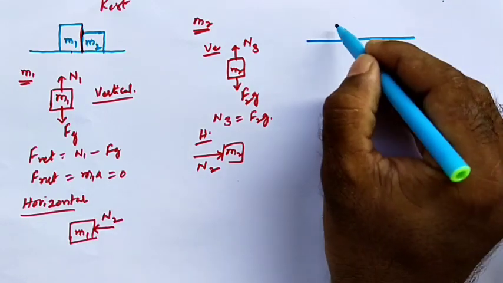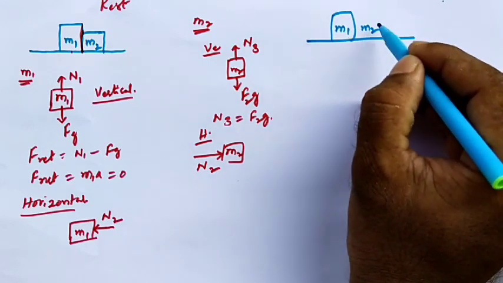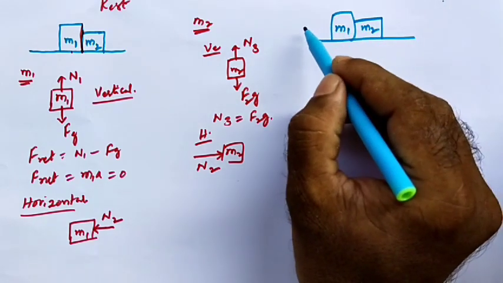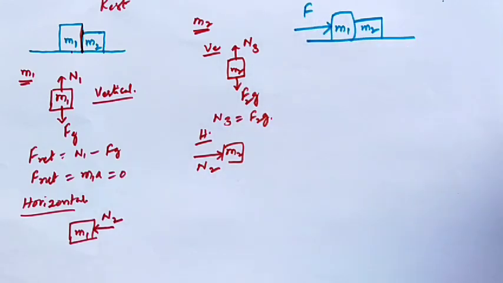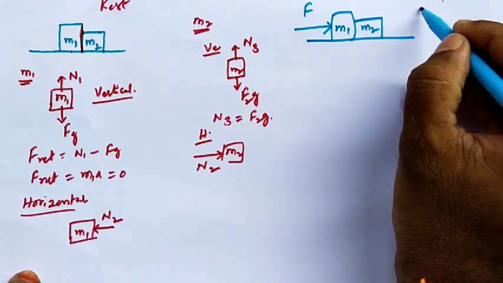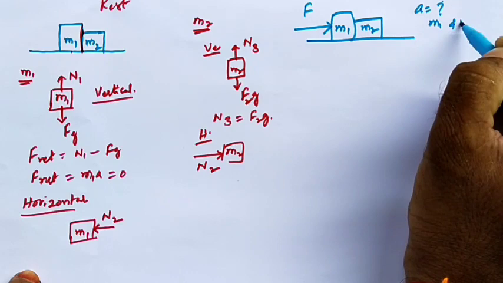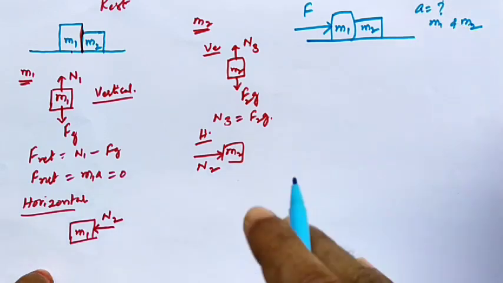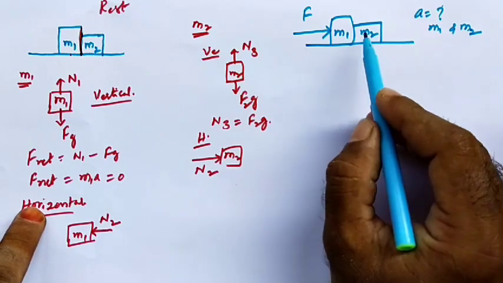Right? Now let us consider another case. Similarly, M1 and M2. Now a force F is acting on the body. F is acting on M1. Now in this case, let us calculate the acceleration of M1 and M2.